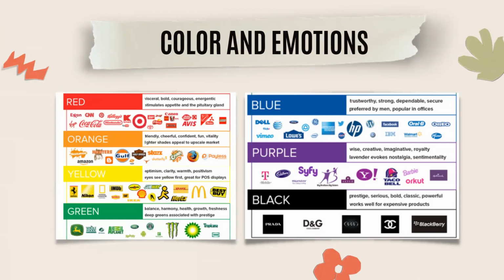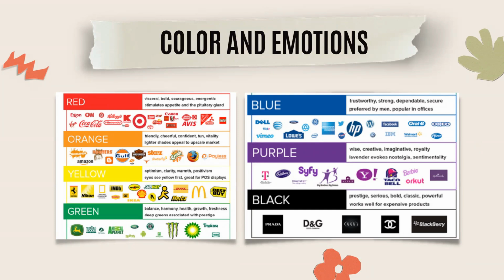Next one is color and emotion. As mentioned earlier, every color has a different symbol or emotion. In this case, red is visceral, bold, courageous, and energetic. It also affects appetite. So, most restaurants or fast food chains use the color red because of the emotion it conveys.